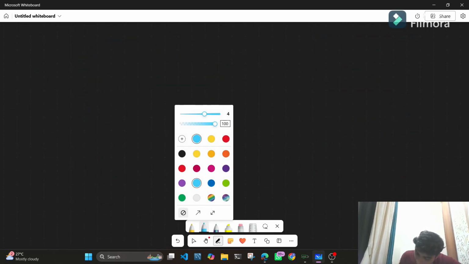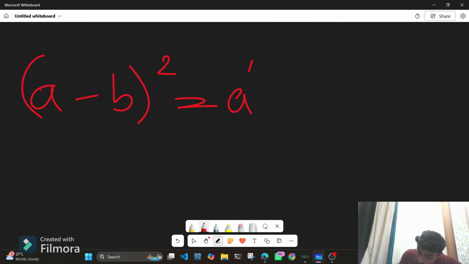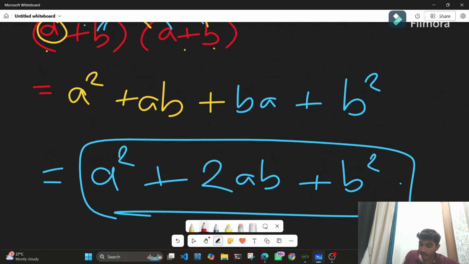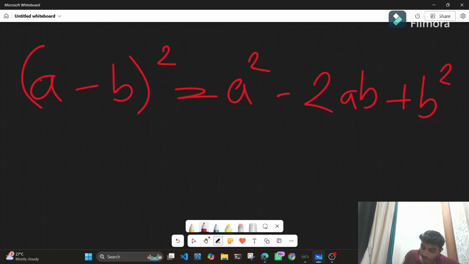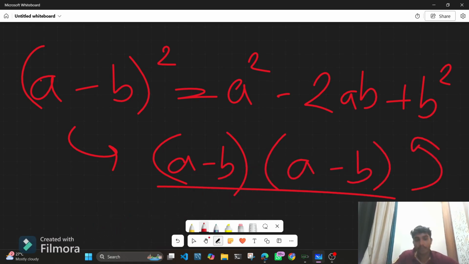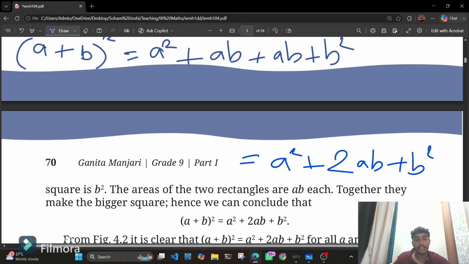Similarly, we have the second identity, that is a minus b whole square is equal to a square minus 2ab plus b square. As we have expanded the first expression, similarly you can expand this also. What you have to do is write it in the form of a minus b into a minus b. If you expand it, you will get this answer only. So this is the second identity.